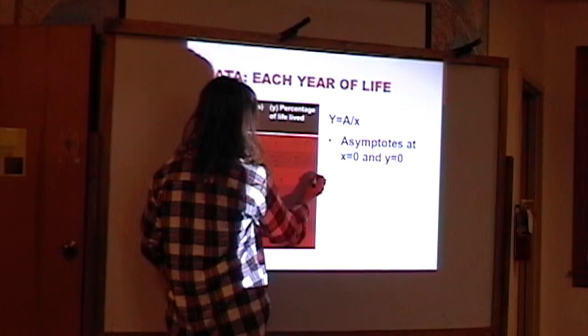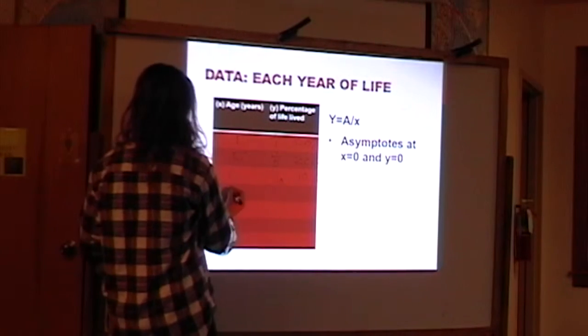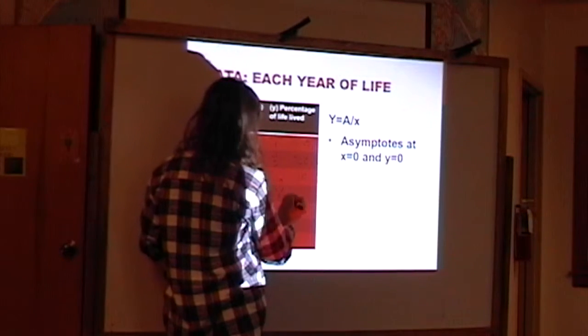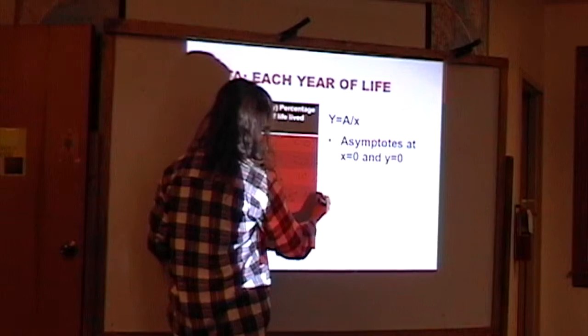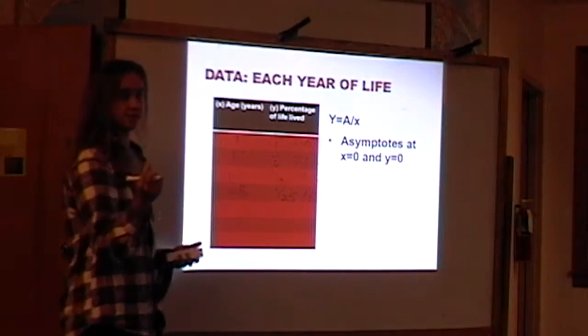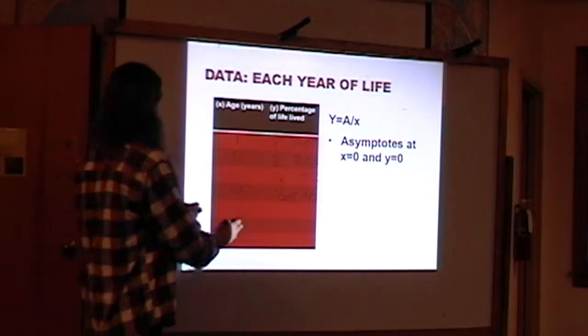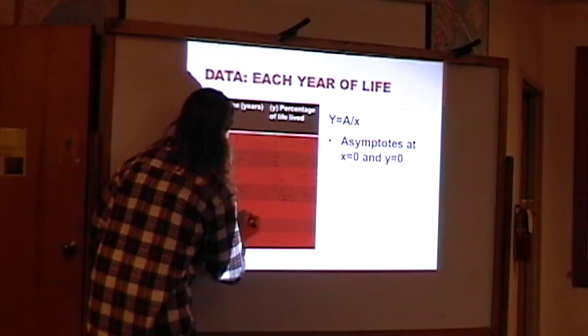10%, 25, 1/25 is going to be 4%. So each year starts getting smaller and smaller as you get older, even though it's the same kind of year. So you really can't see that, but.